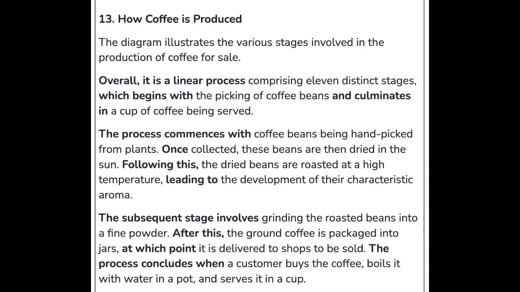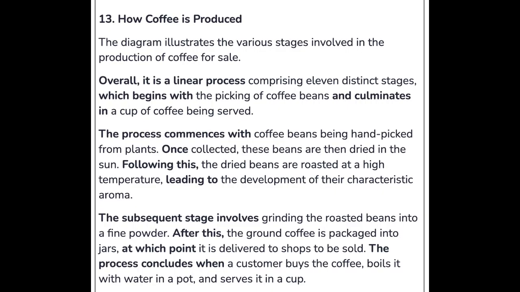13. How coffee is produced. The diagram illustrates the various stages involved in the production of coffee for sale. Overall, it is a linear process comprising 11 distinct stages, which begins with the picking of coffee beans and culminates in a cup of coffee being served.